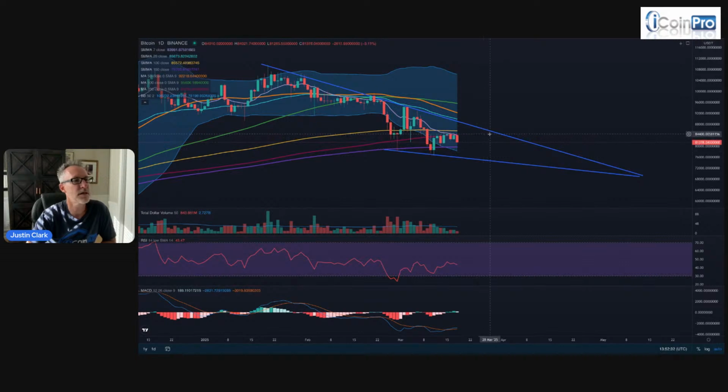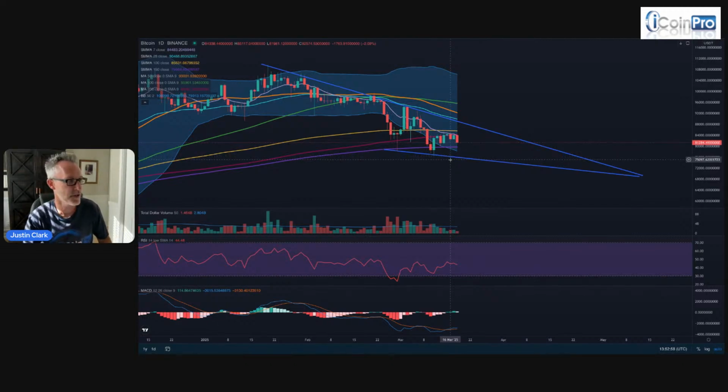Key resistance areas here look like about 85K, 85, 86. We got to recover and start trading above to potentially go for this downtrend line. This downtrend line is the boogeyman of the crypto markets right now. Until we pass through that with lots of volume, the market has just been selling every time that we touch it. On the downside, we got to stay above 75, 76,000.